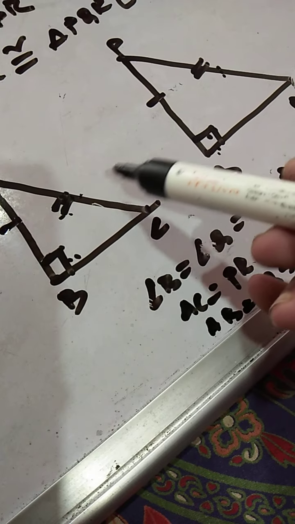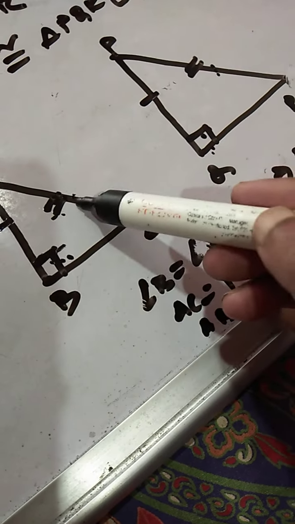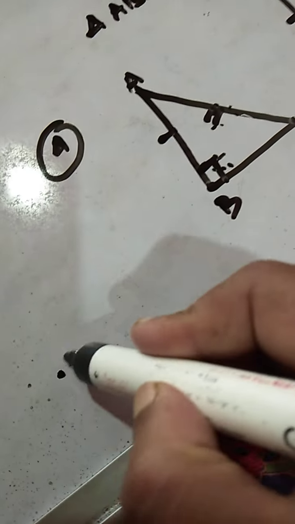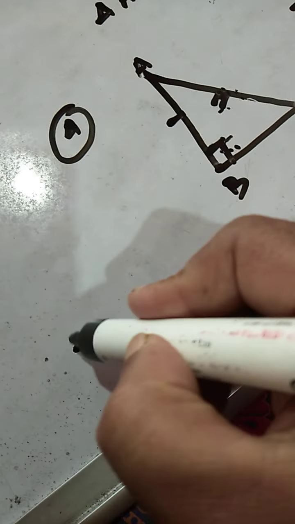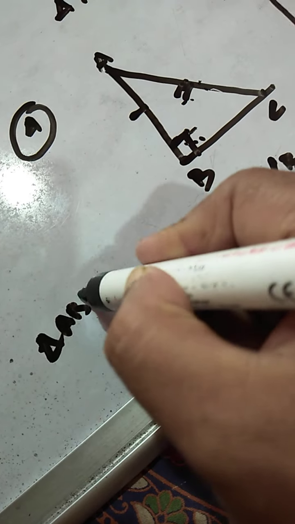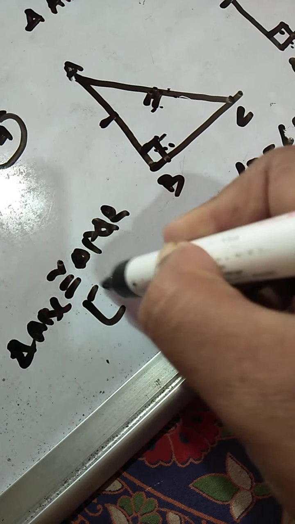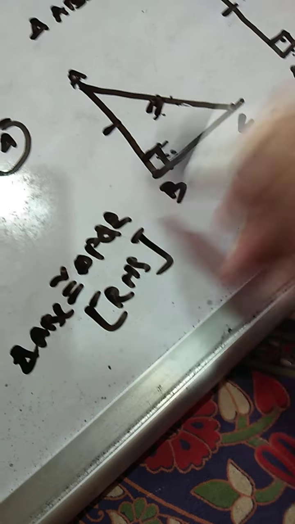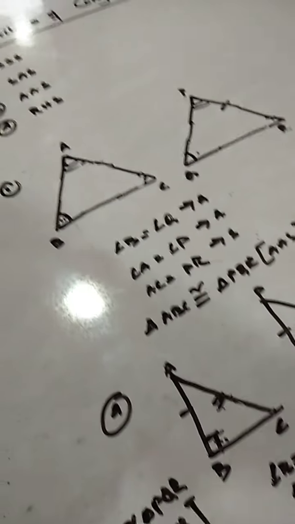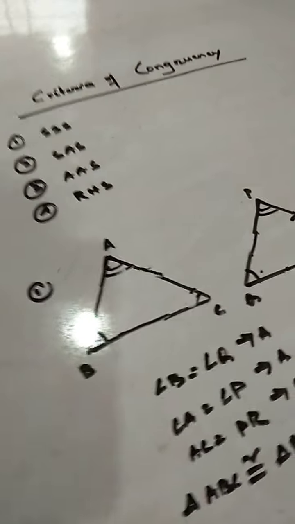So RHS. What are the three criteria that we have to see? 90 degrees has to be there, hypotenuse should be equal, and any side has to be equal. If it is fulfilling these three criteria, then we can write that triangle ABC is congruent to triangle PQR. And what is the criteria that we have to write? RHS. Okay. So this is all about the criteria of congruency.